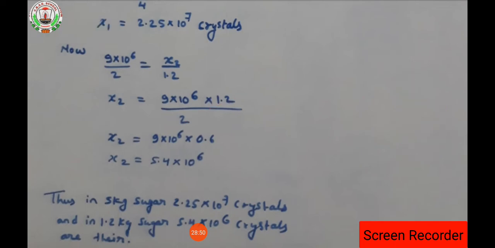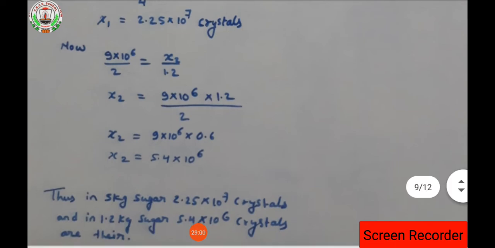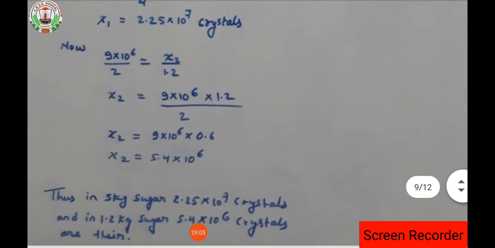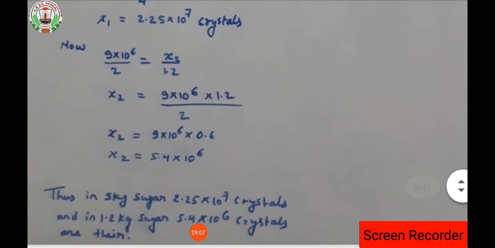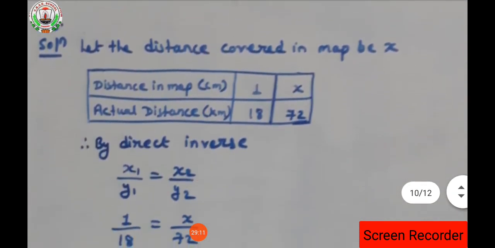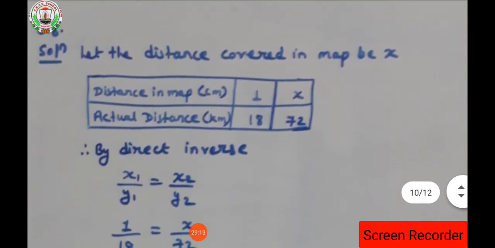Clear? Now, thus in 5 kg, 2.25 into 10 to the power 7 crystals are there, and in 1.2 kg of sugar, 5.4 into 10 to the power 6 crystals are there. Clear everyone? Now, question number 8.